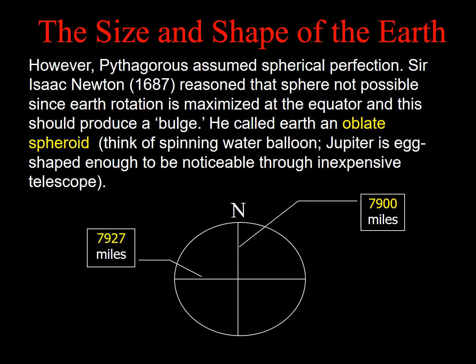Now, he thought it was a perfect sphere, but Isaac Newton said because of its rotation, it bulges out in the middle. Not much. This is called an oblate spheroid rather than a perfect sphere. In other words, from the North Pole to the South Pole, it's got a diameter of 7,900 miles, but it's 27 miles wider across the equator. So that is very slight, nothing you would really notice. But it is an oblate spheroid.